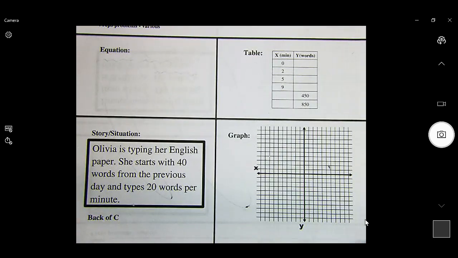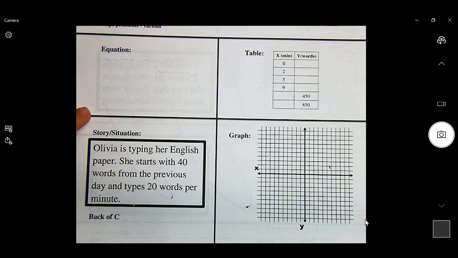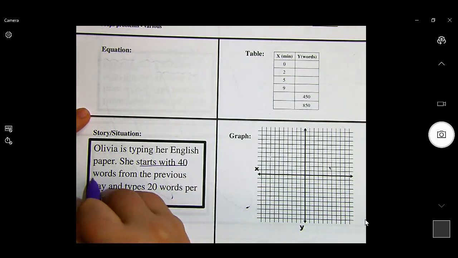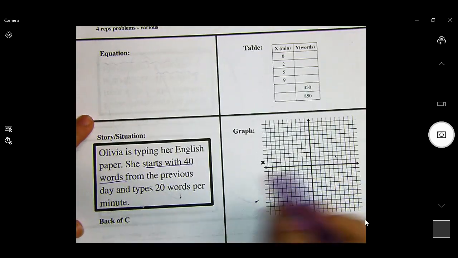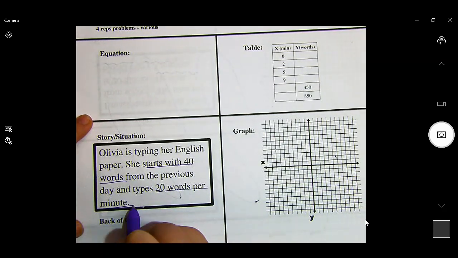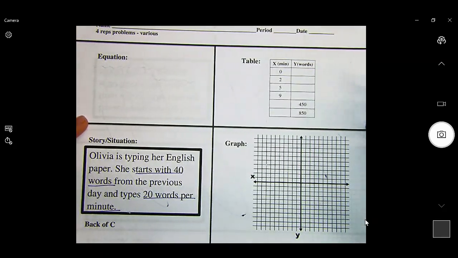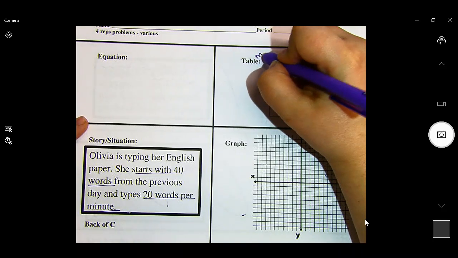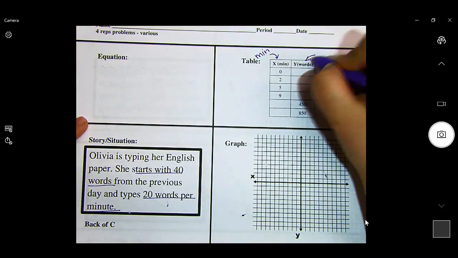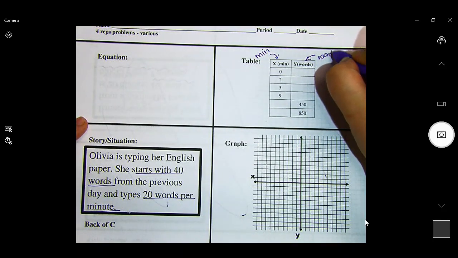All right, so we're going to go over to this one that's talking about Olivia and her English paper. She starts with 40 words, so that's a big hint right there, and types 20 words per minute. That means that X is our minutes, oh, it's already right there, and Y is our words.